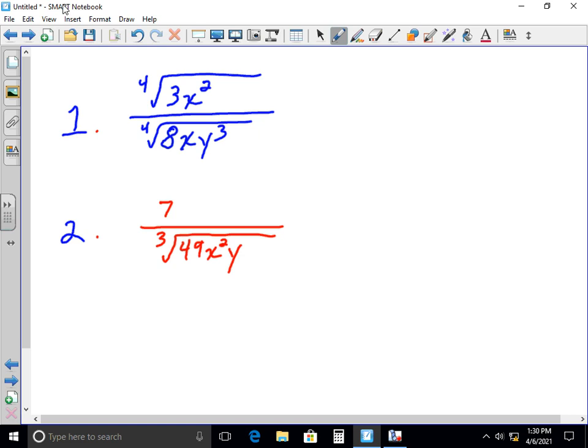So let's look at the top one. Could we reduce the x's? The x on top or the x on bottom? Is that allowed? It is, because they're both under a fourth root. Do we need to?